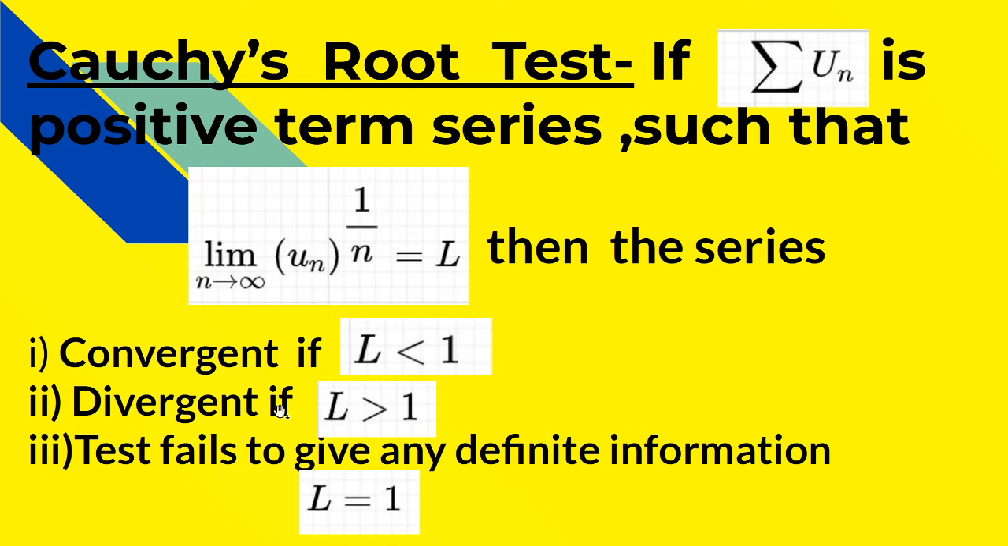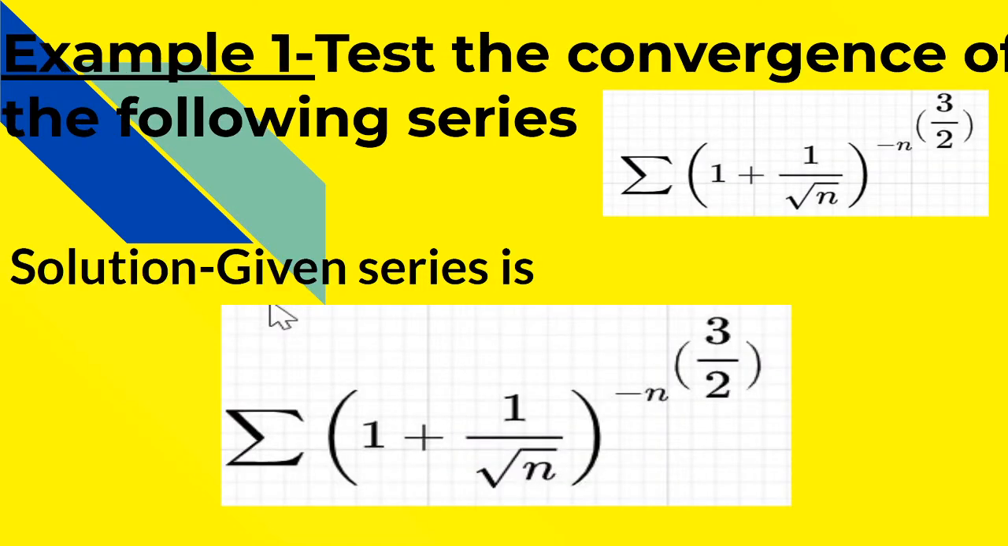The series will be divergent if L is greater than 1, and the test fails to give any definite information if L is equal to 1. Now we will see some sums on Cauchy's root test.